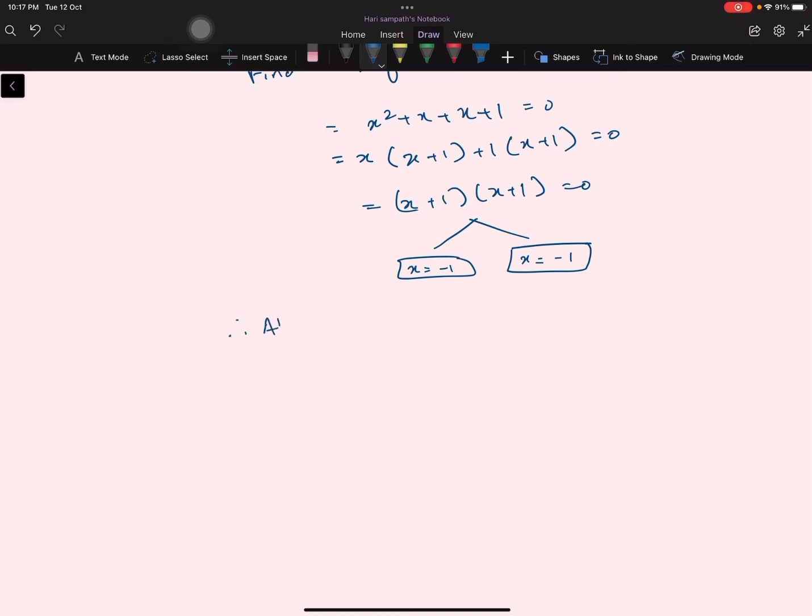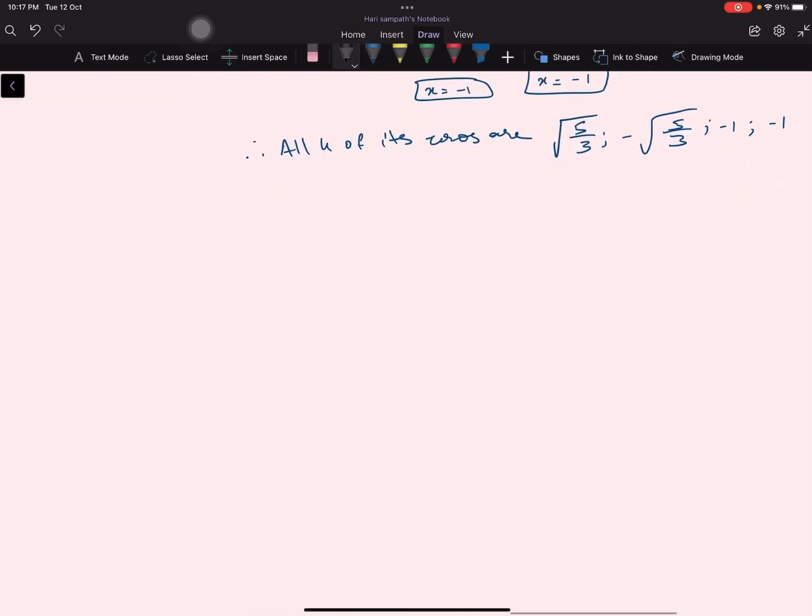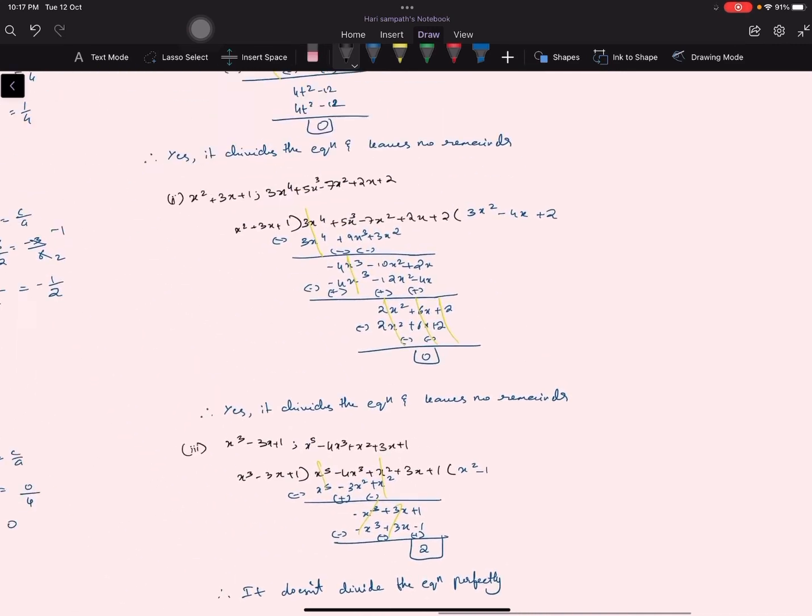Therefore, all 4 of its zeros are root of 5 by 3, minus root of 5 by 3, minus 1 and minus 1. These are all the zeros of it. Moving on to the fourth question. What is it gonna be?